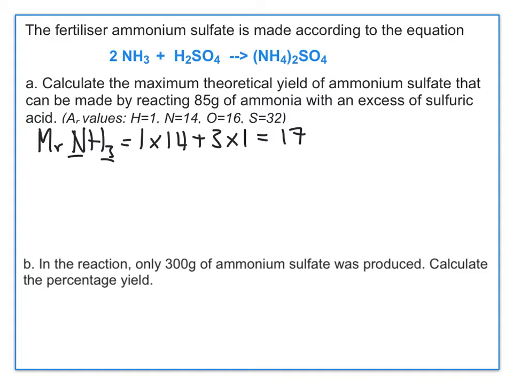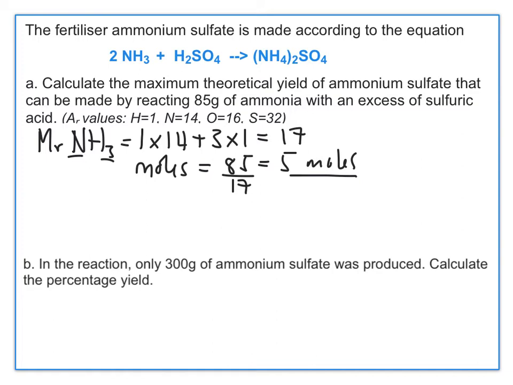I now need to work out the number of moles of ammonia I've got. So I use moles equals mass over Mr, and my mass of ammonia is 85. So my moles of ammonia equals 85 over 17. Let's put that through our calculators, and we get 5 moles.